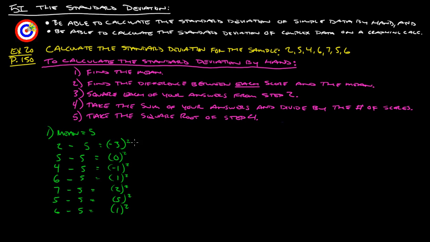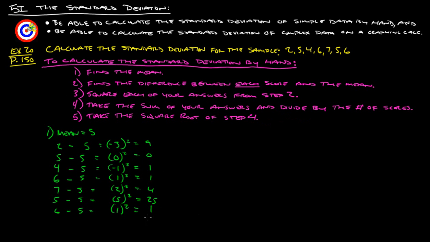Oops, there we go. So this gives us 9, 0, not 6, but 0. That does not look good. This is 1, 1, 4, 25, and 1. Okay, so we squared each of our answers from step 2, so we're already done with the first 3.